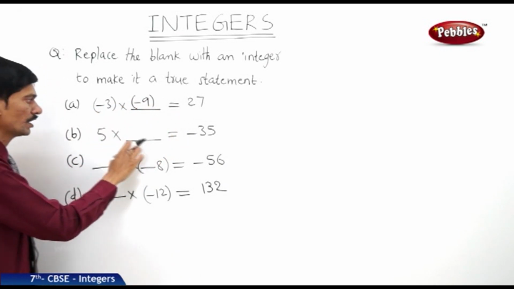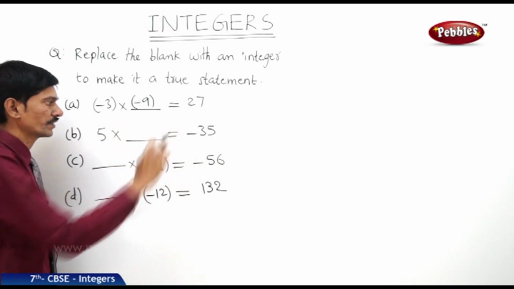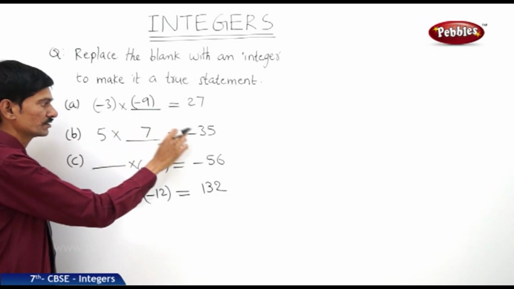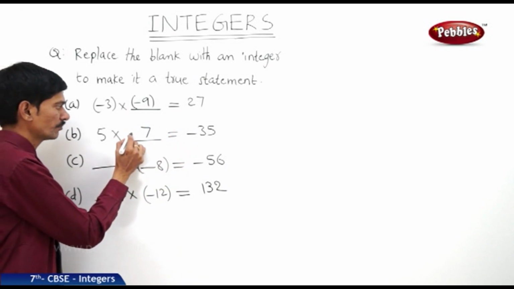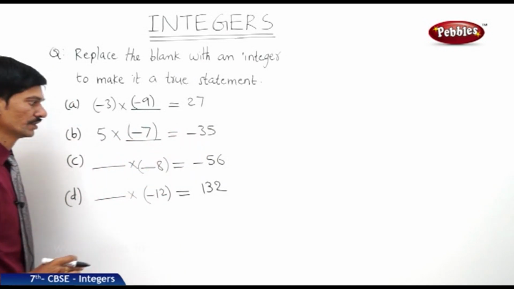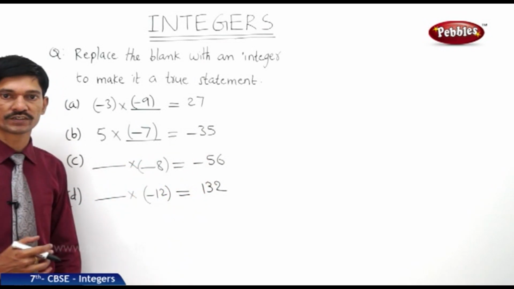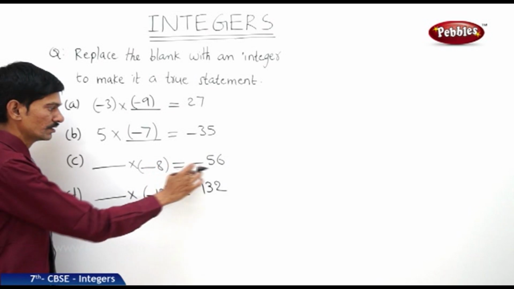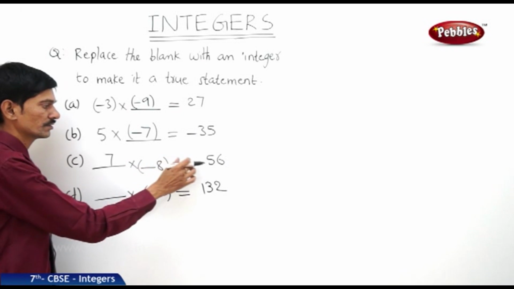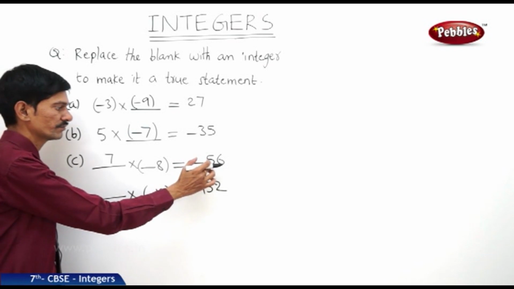Next, 5 into dash equals to minus 35. So here 5 how many times make 35? We know that it is 7 times, and plus into minus is minus. So here we should write minus 7. So here 5 into minus 7 is minus 35. Next, dash into minus 8 equals to minus 56. Here 7 8s are 56. So here 7 must be written, and plus into minus is minus. So it is plus 7. So 7 into minus 8 is minus 56.